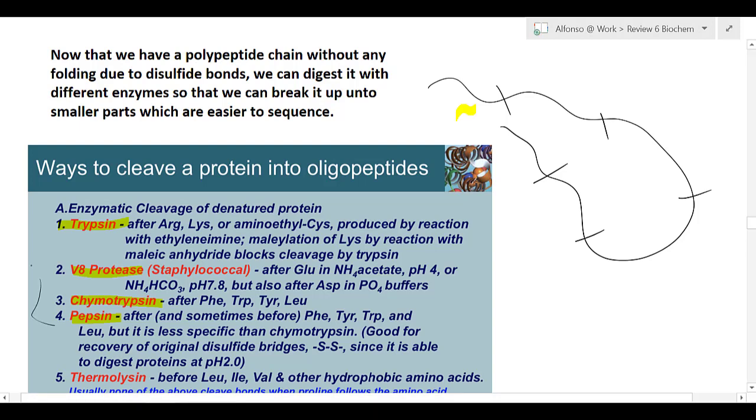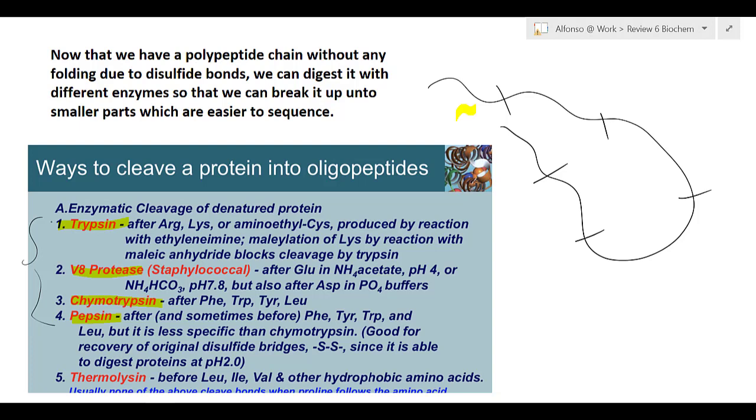You can use enzymes. That's the best way to do it. So, why are we breaking it again? Why are we breaking it? The reason we are breaking up this polypeptide is because we want to find out the exact sequence of a protein.